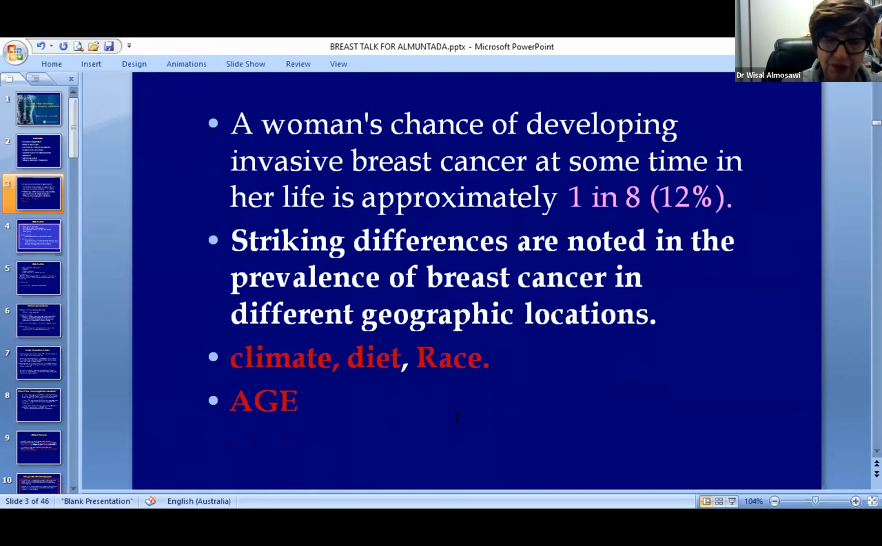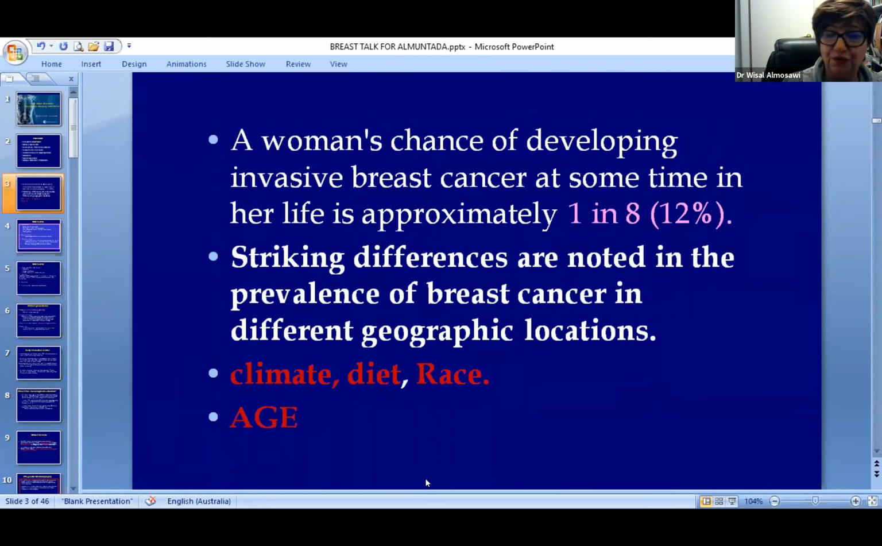We also all know that age is a big factor with prevalence for breast cancer. So the older the woman, the higher the risk of them developing breast cancer. So after the age of 60, the risk is much higher than in younger age groups.